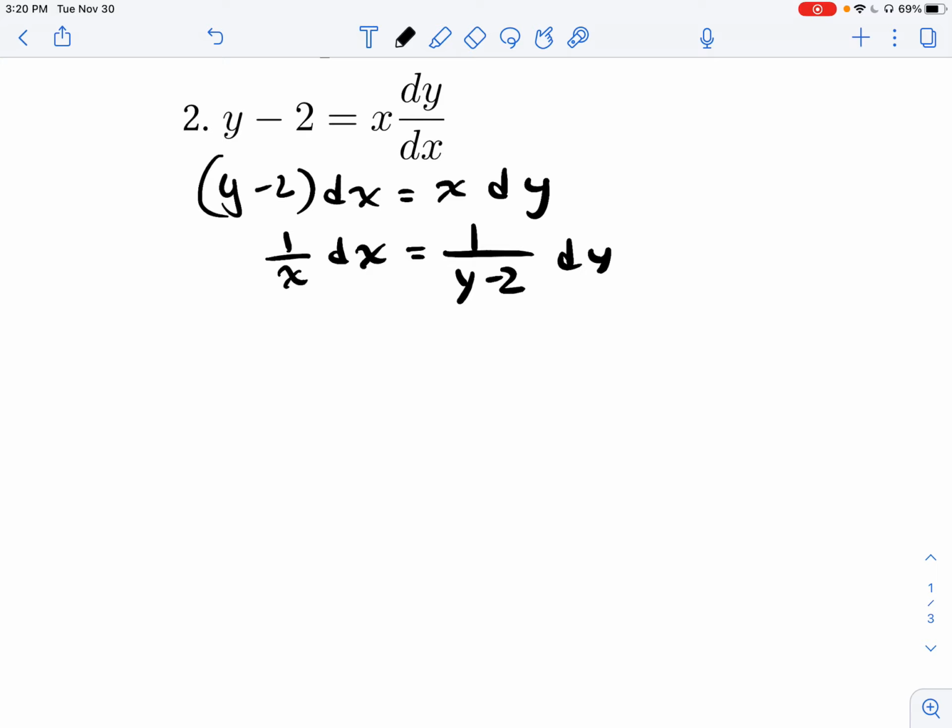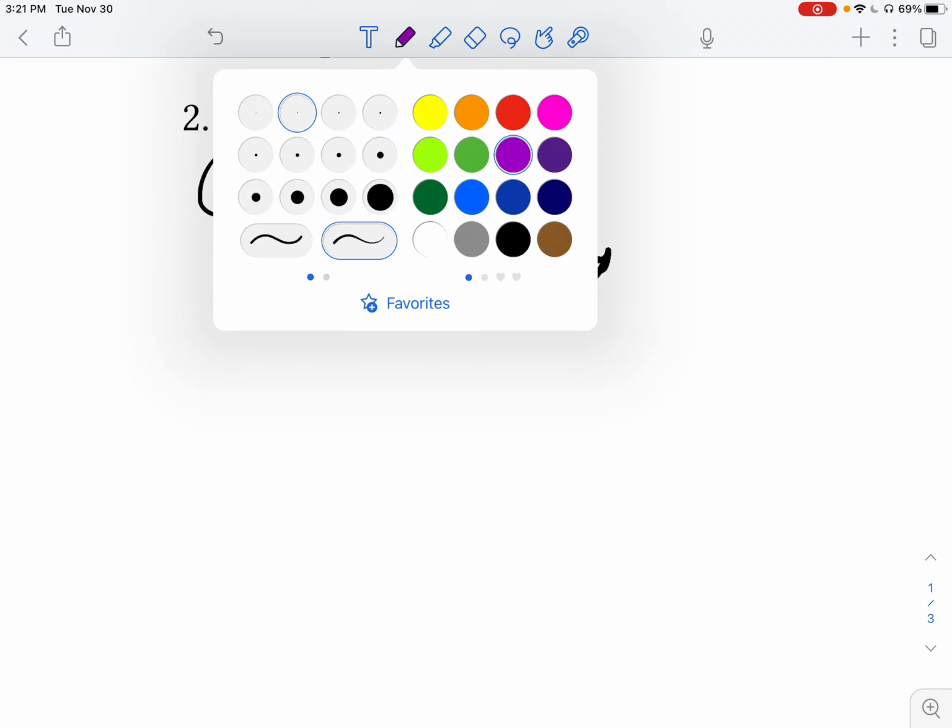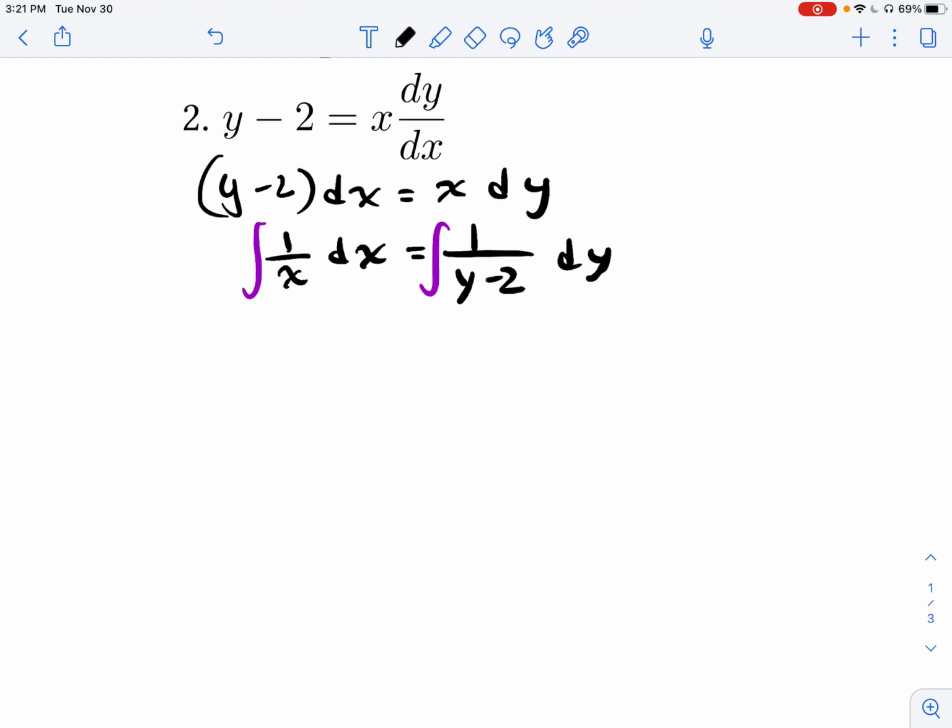All right, so now that we've successfully separated our variables, let's go ahead and integrate both sides. So integrating both sides now, the integral of 1 over x is just the natural log of the absolute value of x. And let's actually add the plus c here. And this is equal to the natural log of the absolute value of y minus 2.